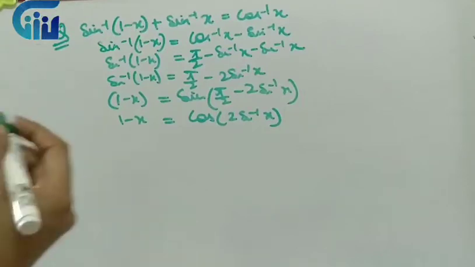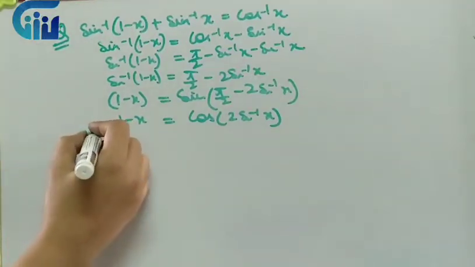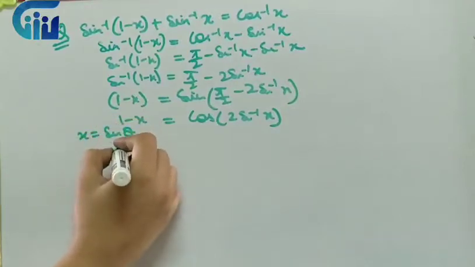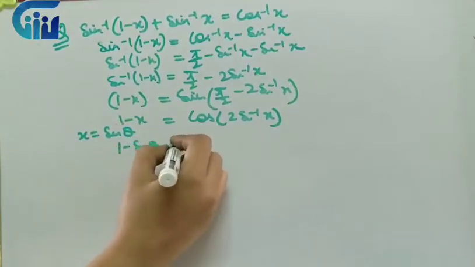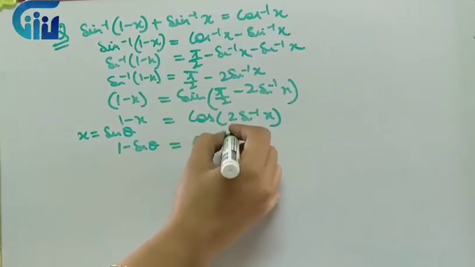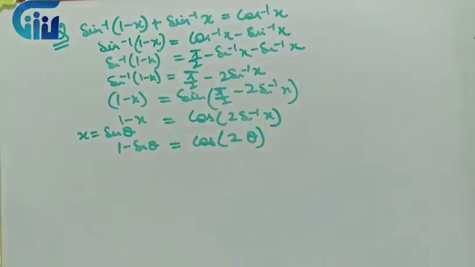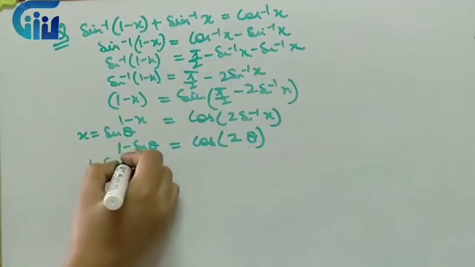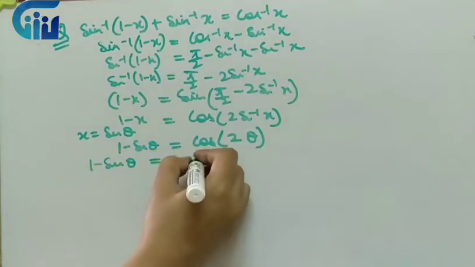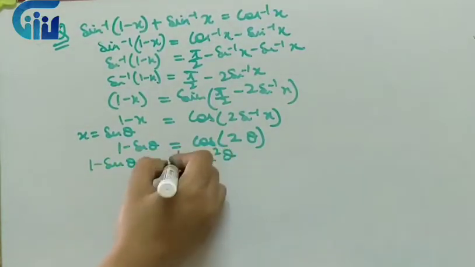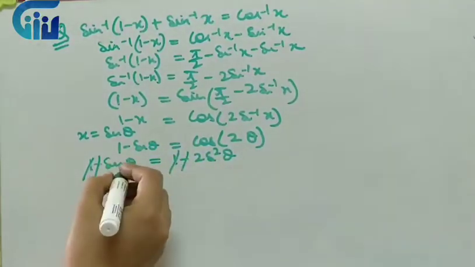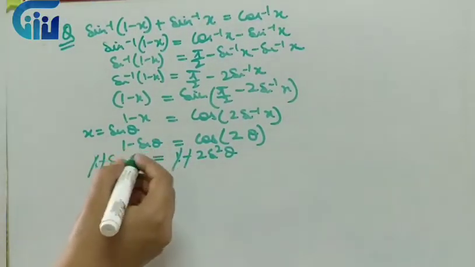Now again, to get rid of sin inverse, I'll put x as sin theta. So this will be 1 minus sin theta is equal to cos 2 theta. Then further I'll apply the formula of cos 2 theta in terms of sine. So this will be 1 minus sin theta is equal to 1 minus 2 sine square theta. 1 and 1 will get cancelled, minus and minus. So what we will have? We will write it as sin theta.